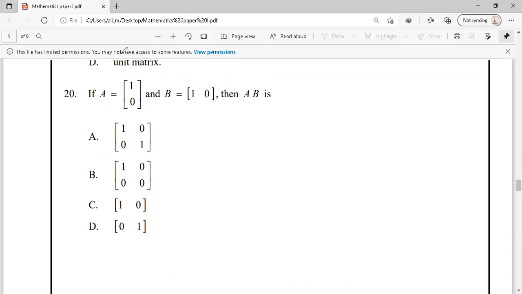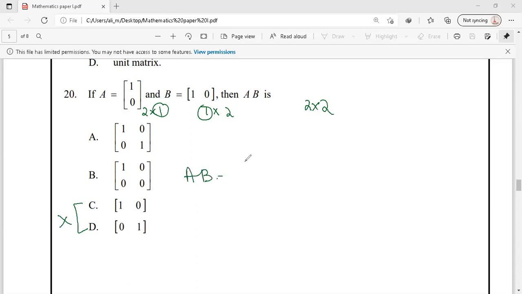Then we have question number 20. In question number 20, we have to multiply these matrices A and B. So the order of the matrix A is 2 by 1, and the order of the matrix B is 1 by 2. So the column and rows are the same. It means the product will be of order 2 by 2. This means that these options are incorrect. So we have to multiply this matrix A and B.